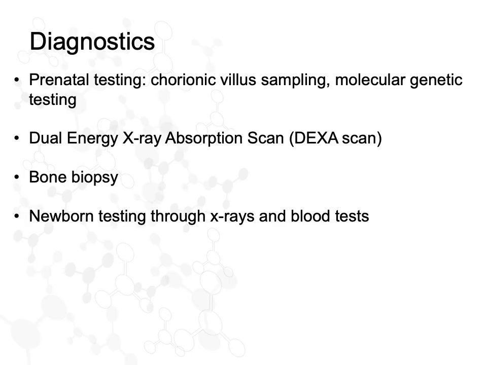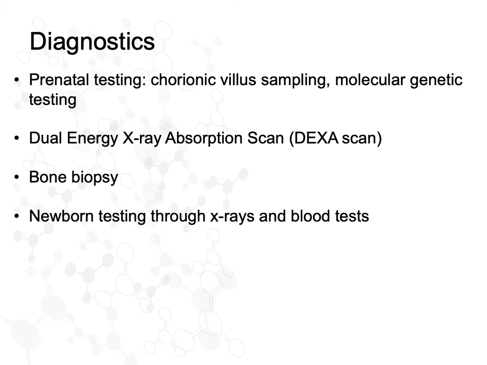There are several methods used to diagnose osteogenesis imperfecta. Dual energy X-ray absorptiometry, or DEXA scans, can be used to check for softening of bones. Prenatal testing methods include chorionic villus sampling at 10 to 12 weeks of pregnancy and molecular genetic testing to check for mutations of COL1A1 or COL1A2 genes. Molecular genetic testing of OI involves taking collagen samples from small skin biopsies.